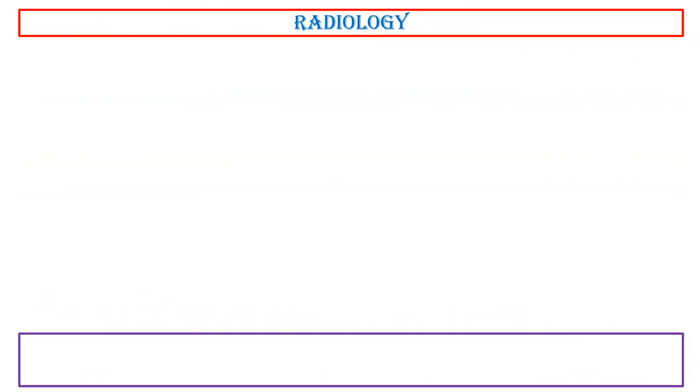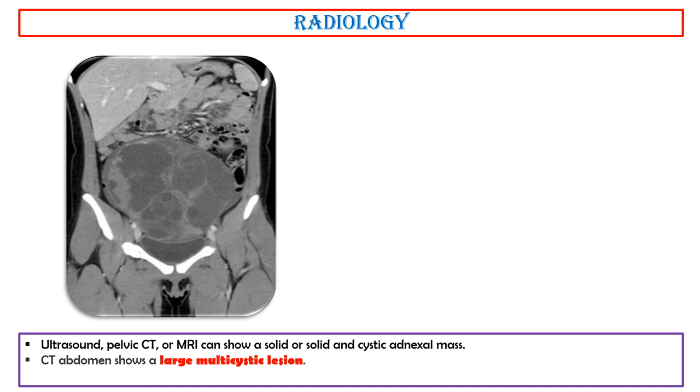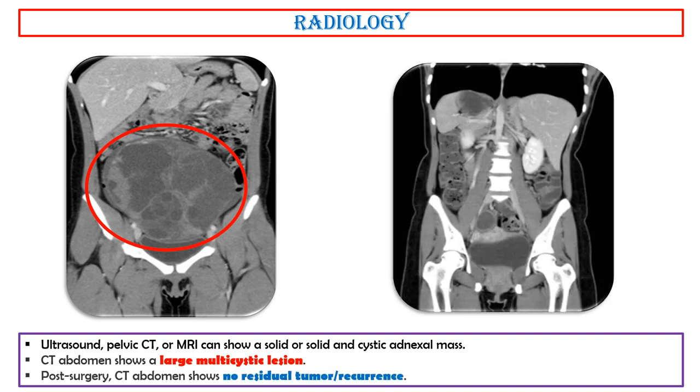Radiology. Ultrasound, pelvic CT, or MRI can show a solid or solid and cystic adnexal mass. In this photo, CT scan abdomen shows a large multicystic lesion. Post-surgery, CT scan abdomen shows no residual tumor recurrence.